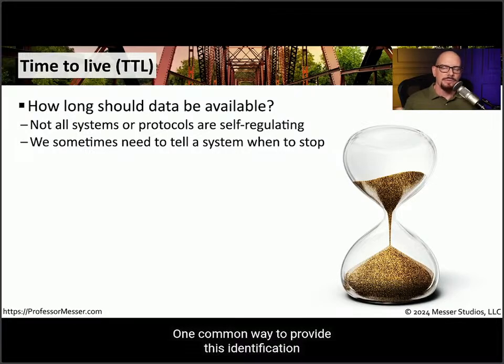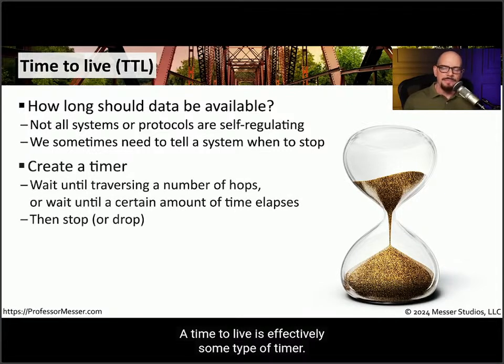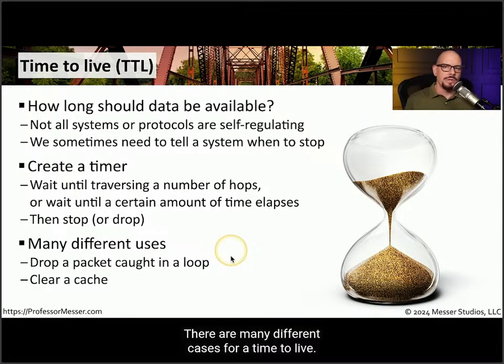One common way to provide this identification is through the use of a time to live, or TTL. A time to live is effectively some type of timer. This timer may be based on the time of day, or it may be based on the number of iterations that a particular task completes. Once that timer hits 0, we can then have that task stop what it's doing, or we can drop that task from the network. There are many different cases for a time to live.